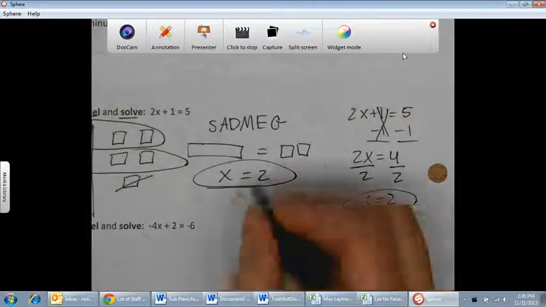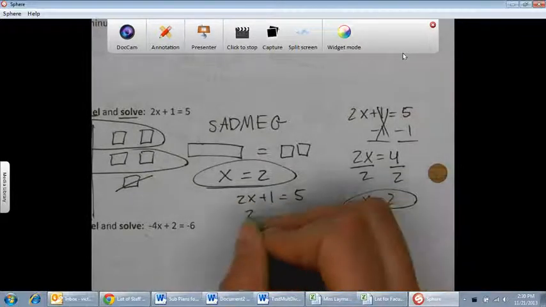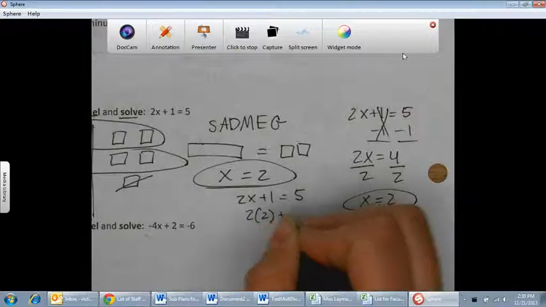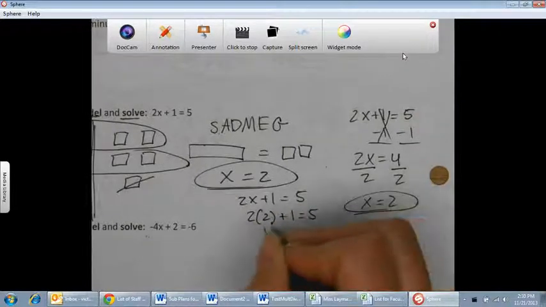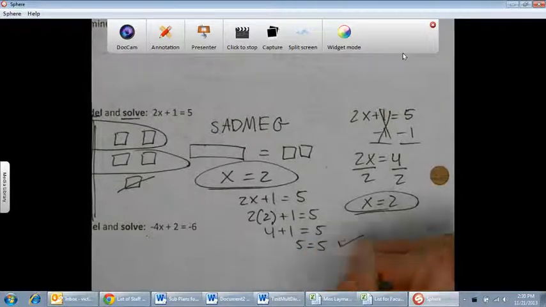And just in case you want to check yourself, you can plug it back into the equation, and you get that 5 does in fact equal 5.